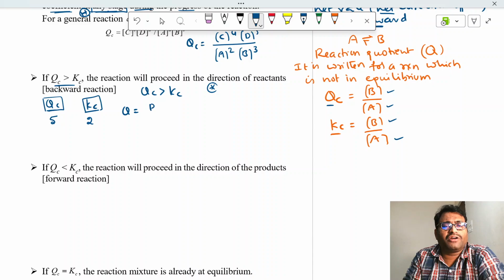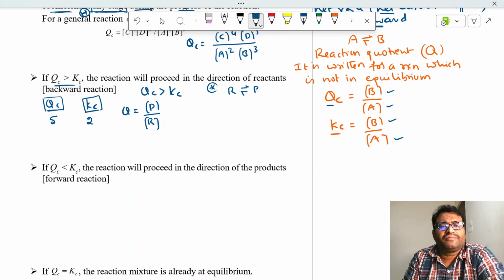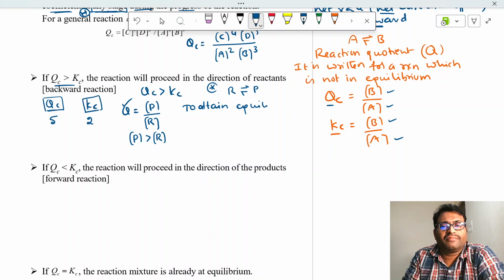So when you write Qc, what do you write for the reaction? Qc is equal to product concentration by reactant concentration, for a reaction R gives rise to P. So Qc greater means product concentration greater than reactant concentration. Here greater means product concentration greater than reactant concentration. Okay. So to attain equilibrium, Qc must decrease.